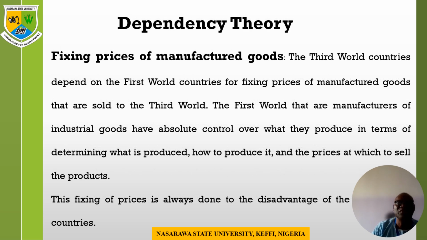Two, fixing prices of manufactured goods. The third world countries depend on the first world countries for fixing prices of manufactured goods that are sold to the third world. The first world, which are manufacturers of industrial goods, have absolute control over what they produce in terms of determining what is produced, how to produce it, and the price at which to sell the product. This fixing of prices is always done to the disadvantage of the third world countries.